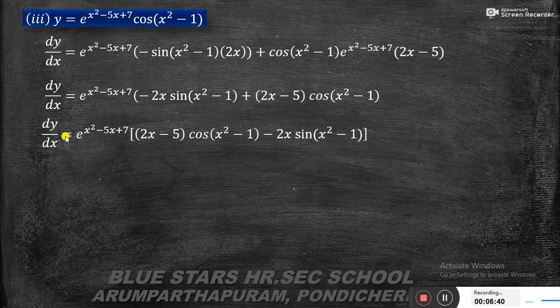Therefore dy by dx equal to e power x square minus 5x plus 7 into, that means I write it, 2x minus 5 into cos of x square minus 1 minus 2x sin of x square minus 1. Therefore, doing the cross multiplication, dy equal to e power x square minus 5x plus 7 into 2x minus 5 cos of x square minus 1 minus 2x into sin of x square minus 1 into dx. This is the dy answer.